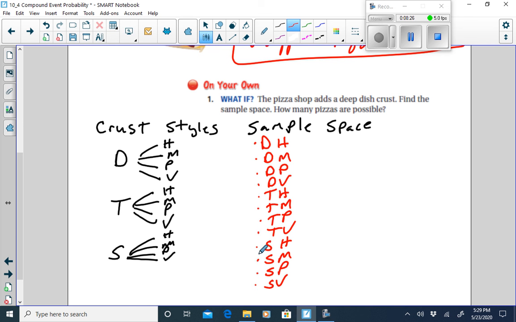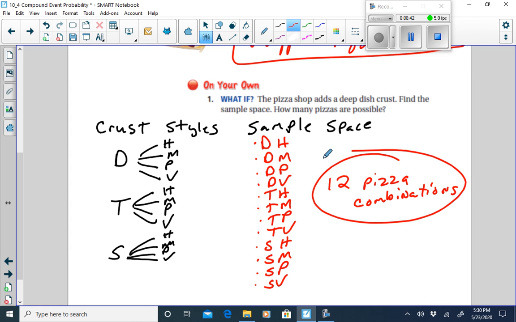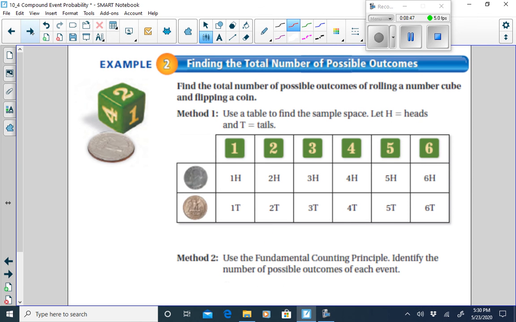We could see our 12 possible outcomes in our sample space, right? So there are 12 different pizza combinations when we add the deep dish as an option for the crust. Okay, all right, let's move on. Find the total number of possible outcomes. Find the total number of possible outcomes of rolling a number cube and flipping a coin.